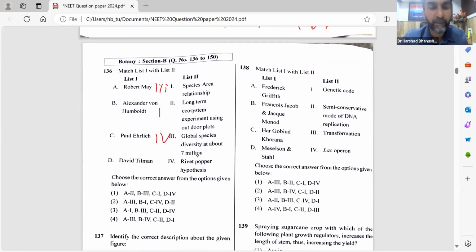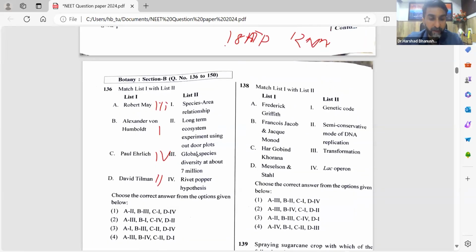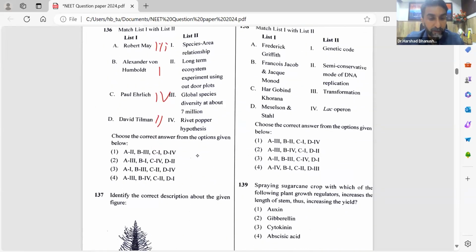And David Tilman was responsible for your outdoor plot experiments, the Tilman experiments. So D would be 2. So it'll be 3, 1, 4, and 2. 3, 1, 4, and 2 will be option number 2.